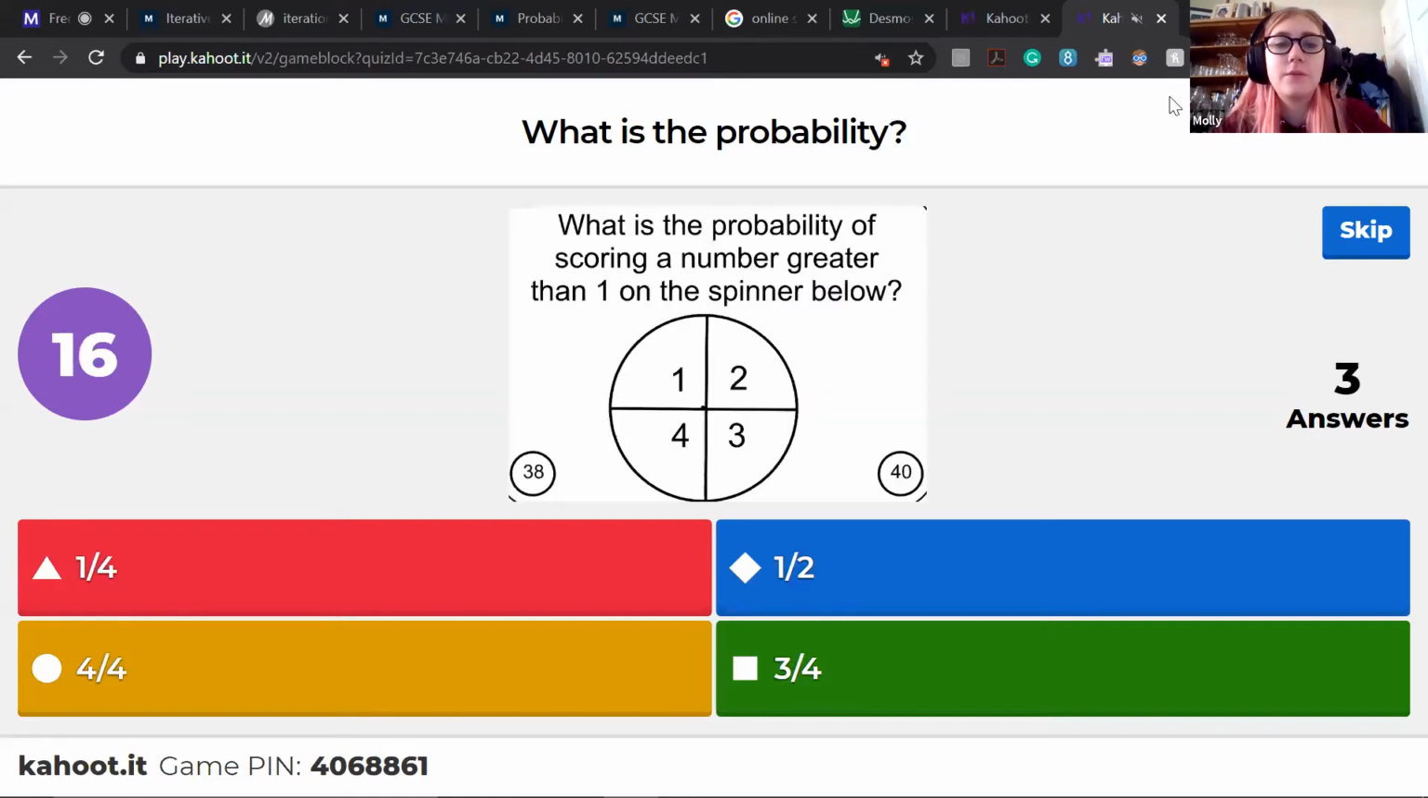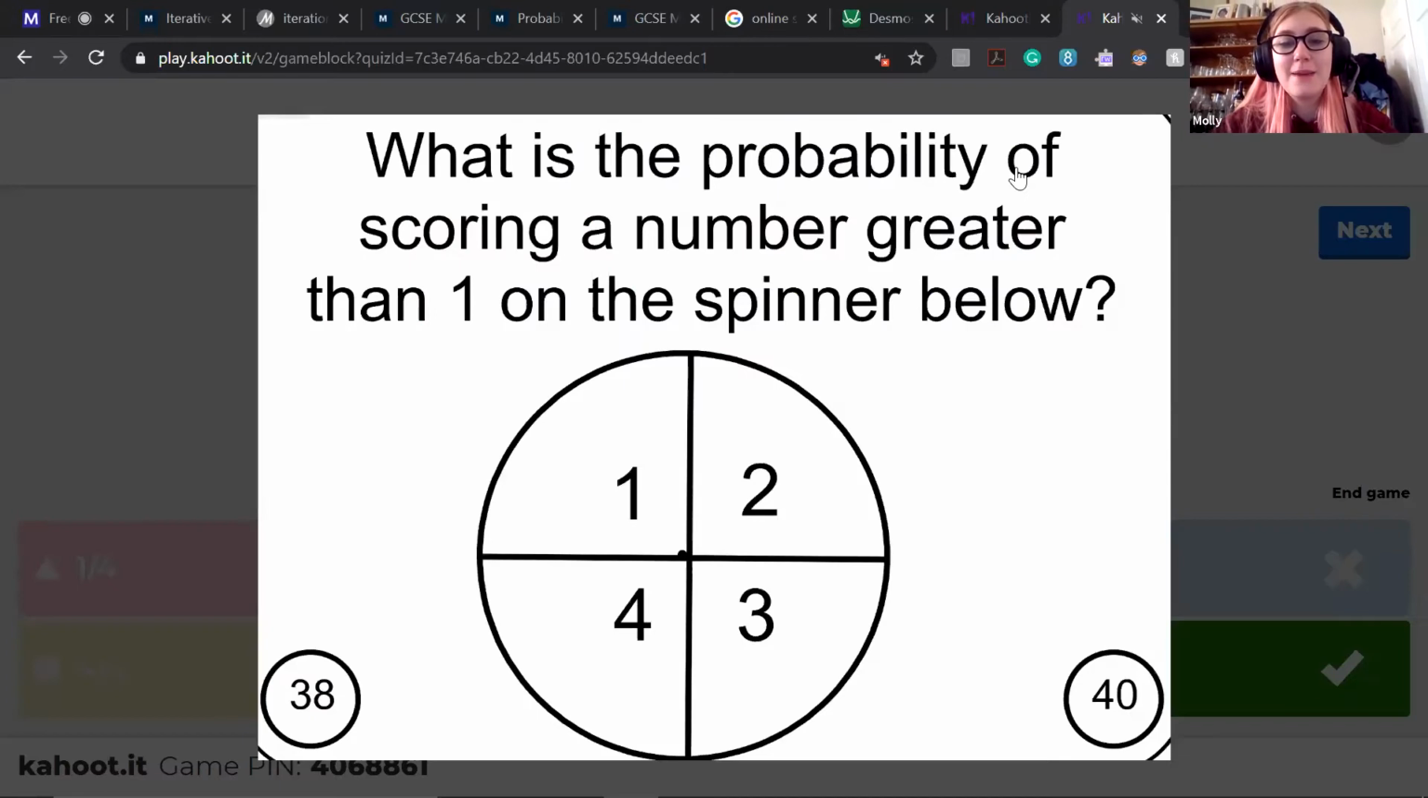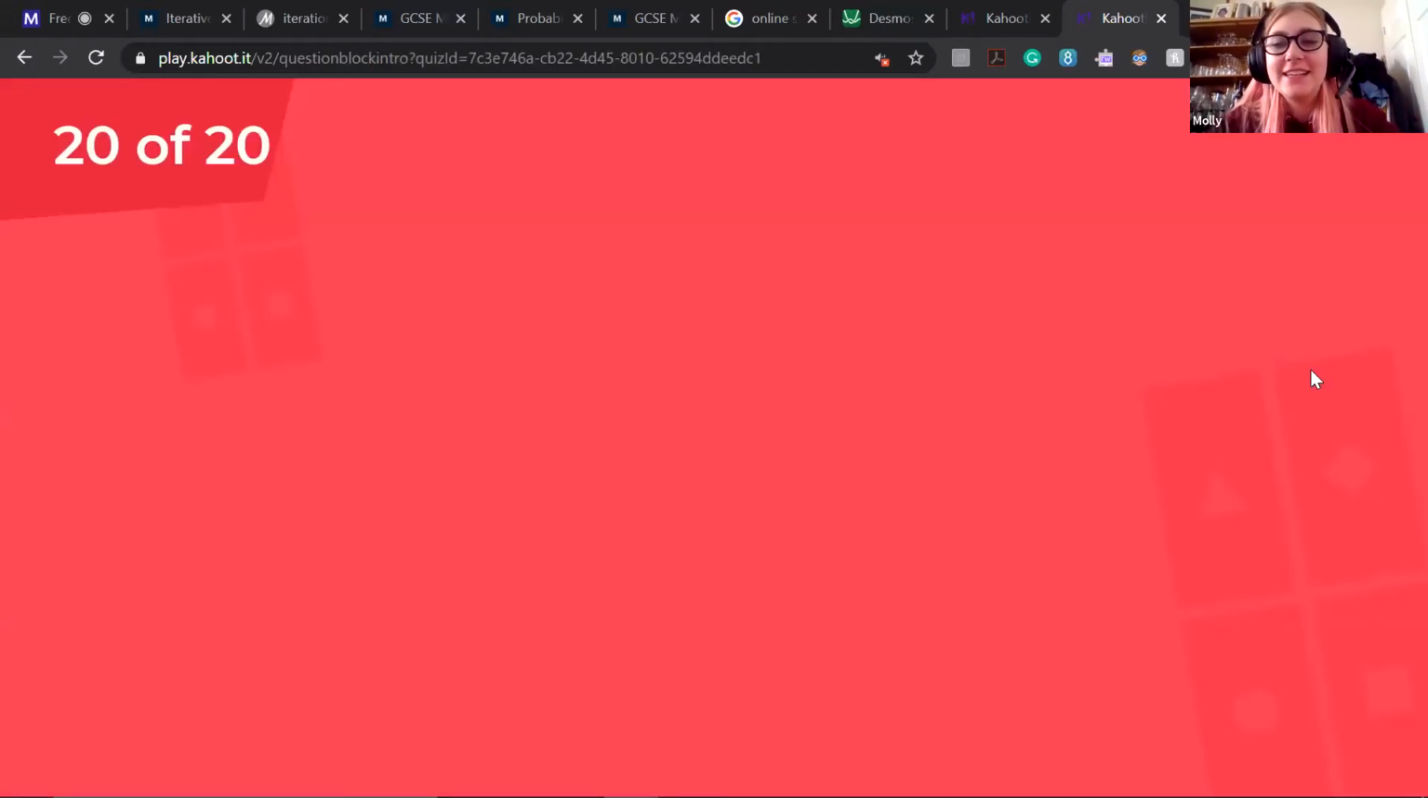The spinner, what's the probability? So again, this is theoretical probability, because with experimental probability, in practice, maybe it's on a table that leans this way, so it's actually more likely to land on 2 or 3. But in a perfect world, yeah, 3/4. I think those that put 1/4 maybe accidentally saw it as scoring a number that is 1. So careful reading of the question there is key.